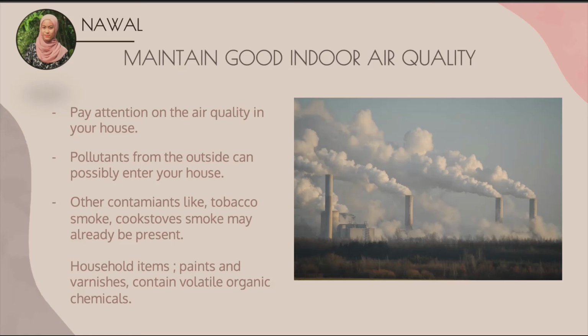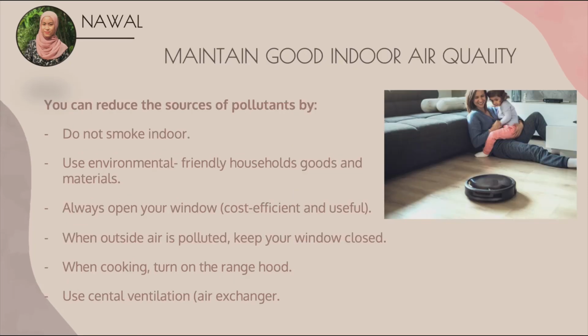Household items such as paints and varnishes contain volatile organic chemicals. Mostly it is formaldehyde. You can reduce or remove significant sources of pollutants in your home to guarantee excellent air quality. Do not smoke indoors and use healthy and environmentally friendly household goods and materials.